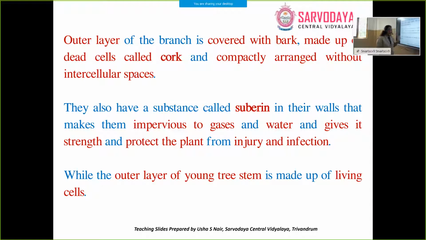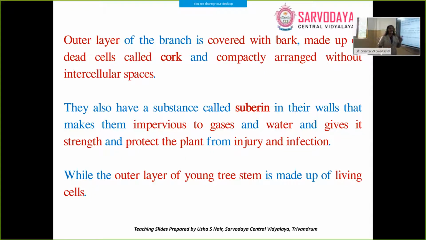But you have to note that the outer layer of a young tree stem is always made up of living cells. Here we said about the outer layer of the branch: when the tree matures or grows older, changes happen, and it is covered with bark made up of dead cells called cork. Here again it is arranged compactly without any intercellular spaces.